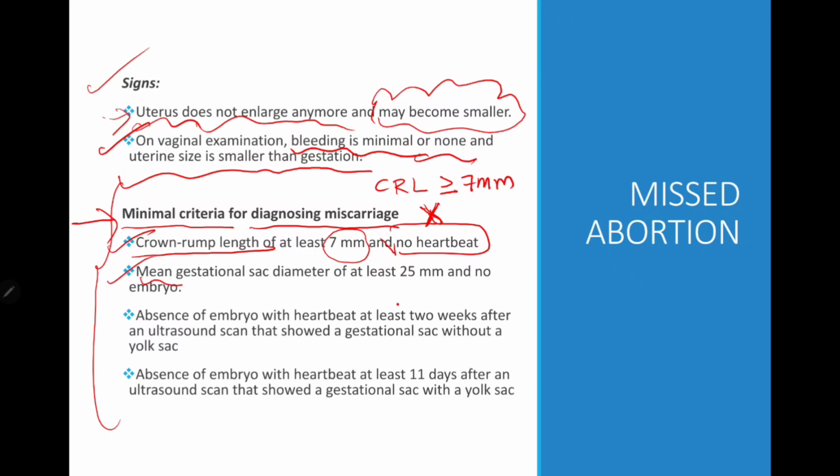Next, the mean gestational sac diameter of at least 25 mm and no embryo must be there. The mean gestational sac diameter is going to be at least how much? 25 mm, and there is no embryo.